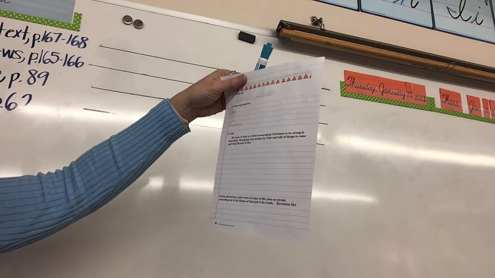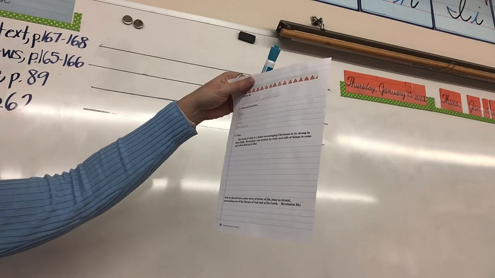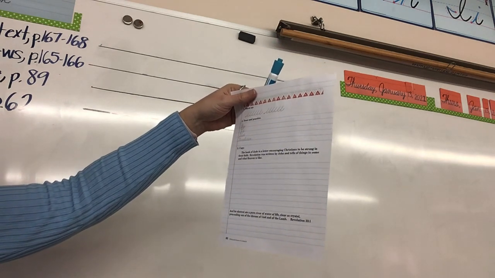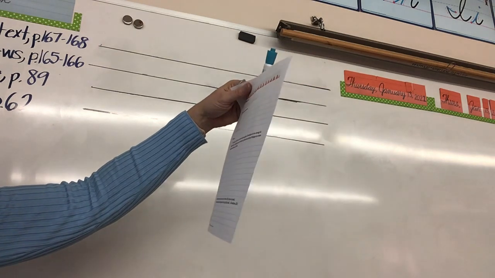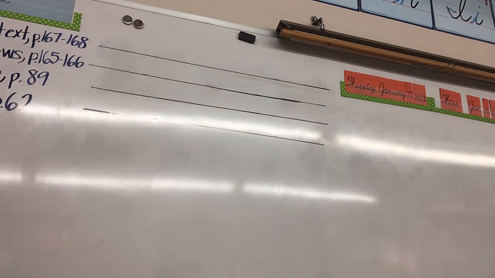The Bible verse comes from Revelation. It says, "And he showed a pure river of water of life, clear as crystal, proceeding out of the throne of God and of the Lamb." Revelation 22:1. All right, so let's look up at the board.